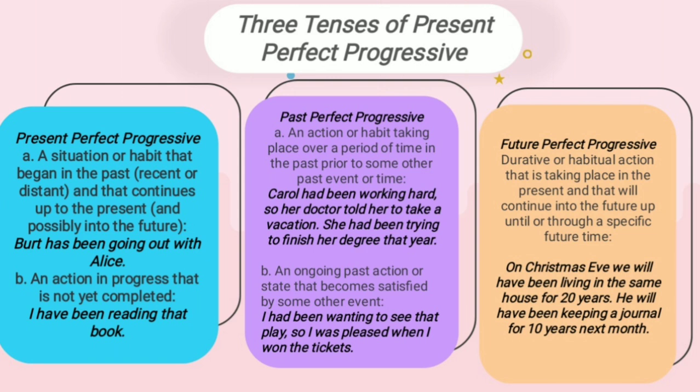And lastly, let's proceed to the future perfect progressive. So durative or habitual action that is taking place in the present and that will continue into the future up until or through a specific future time. So for example, on Christmas Eve, we will have been living in the same house for 20 years. So he will have been keeping a journal for 10 years next month.